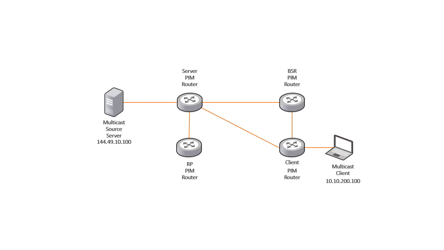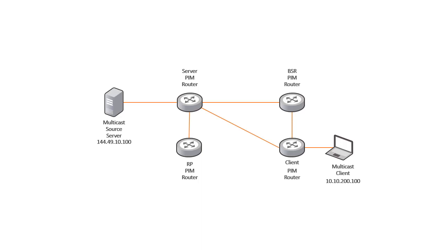We have a server on the left generating multicast traffic using destination multicast address of 239.0.1.2. It's connected to a router with PIM sparse mode enabled. That router has 3 neighbor routers. Below it is the Rendezvous point router for this PIM domain. To the right of it is the Bootstrap router for the PIM domain. And down and to the right is another PIM-enabled router with a client attached.